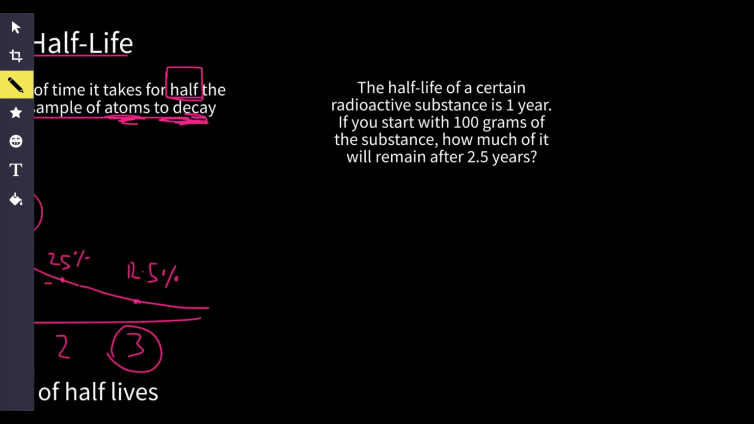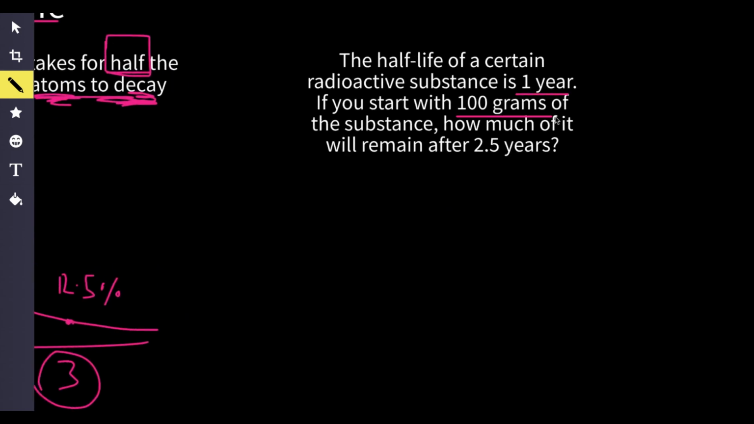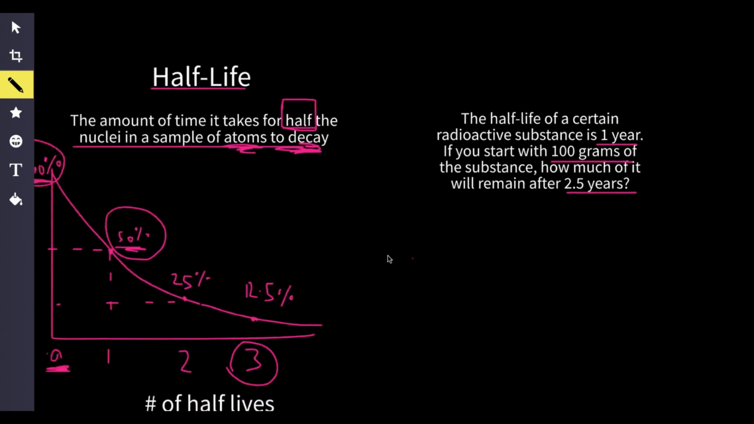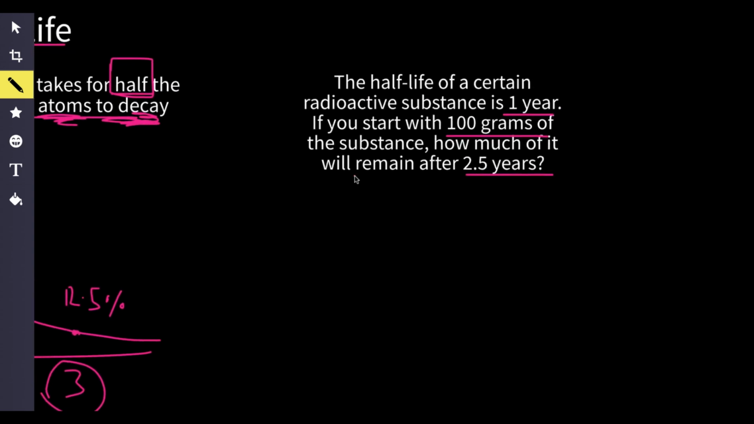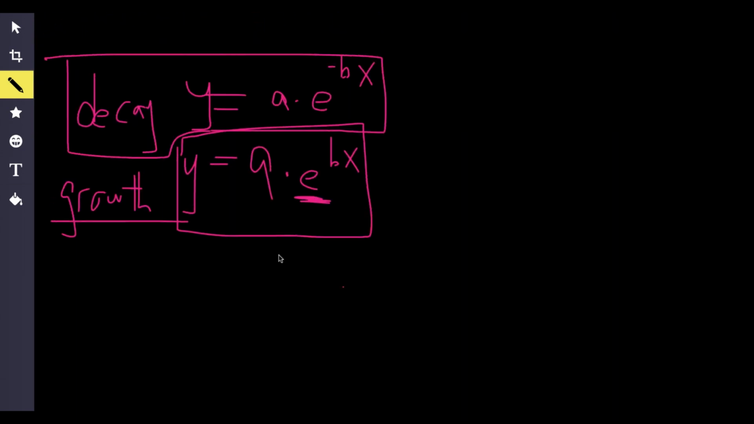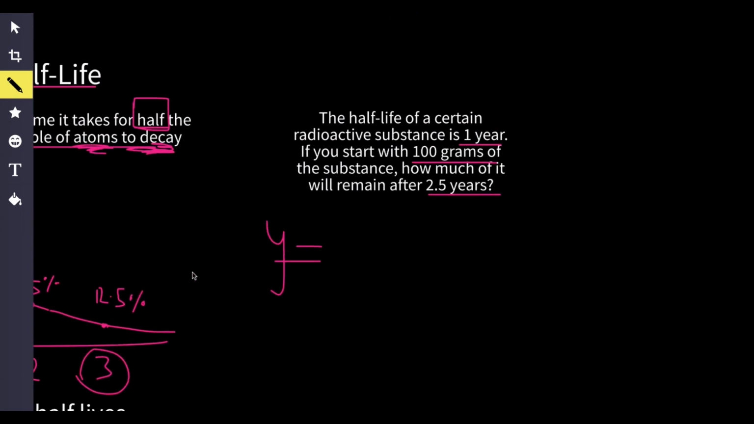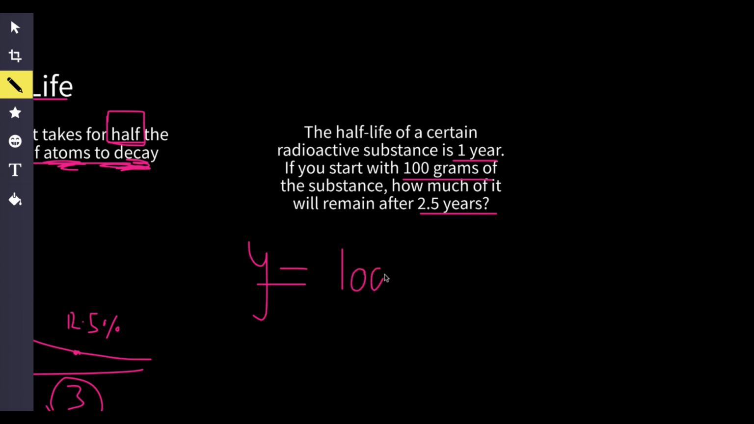So the half-life of a certain radioactive substance is 1 year. If you start out with 100 grams of the substance, how much of it will remain after 2.5 years? One problem you might notice is you don't know what the growth rate or the decay rate is. If we use our decay formula, y is equal to the original amount, in this case 100, times e to the, we don't know what our decay rate is, but we know our time is 2.5 years. Now, how do we solve for our decay constant? How do you solve for k?